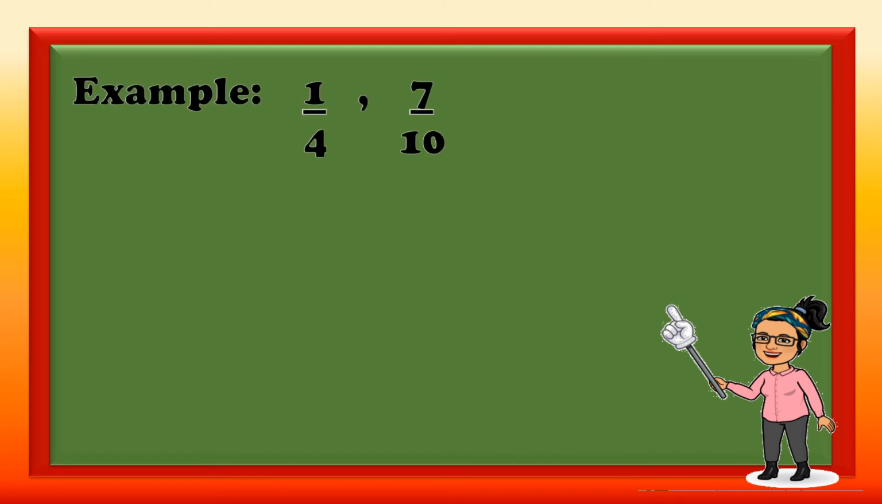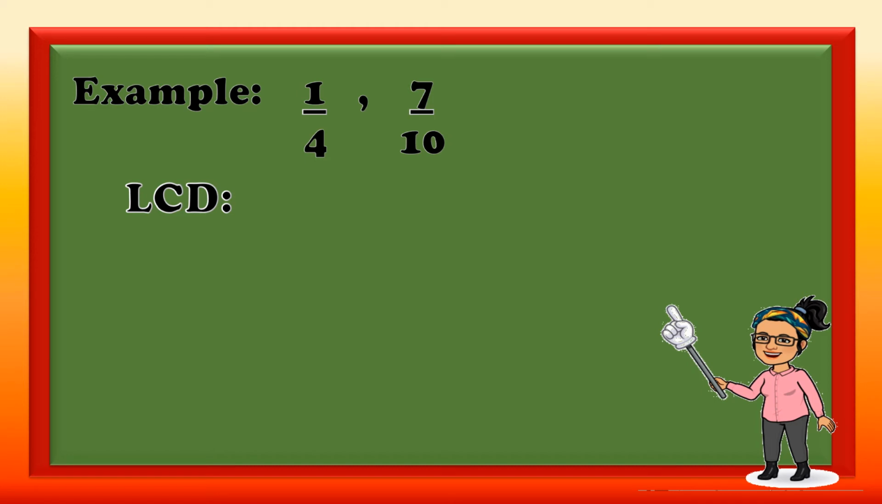Okay, let's have another example. Let's change 1/4 and 7/10 to similar fractions. Step 1, we have to find the LCD of the fractions. To do that, we have to get the multiples of 4 and 10, and then we look for the least common multiple of the denominators.